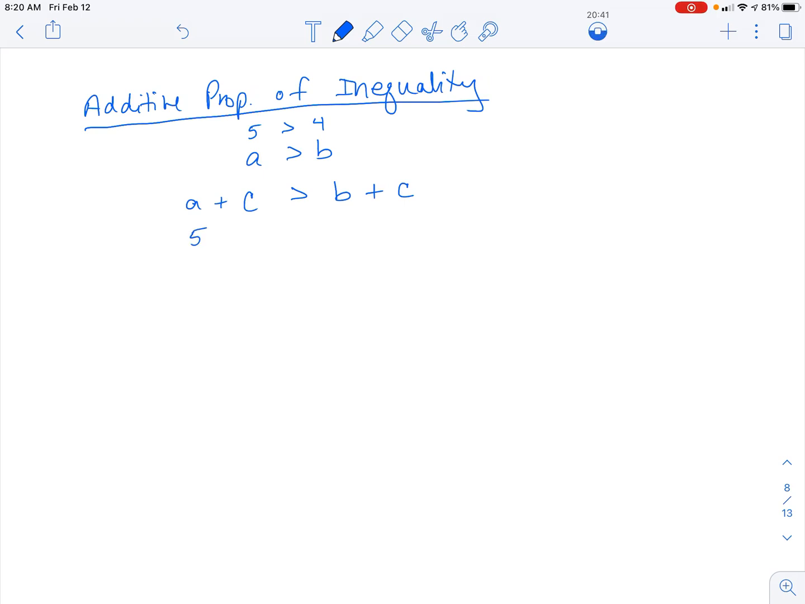So I'll put a 5 here for A and a 4 here for B. And let's say that we choose C is going to be 2. So if I add 2 to both of these, I'm going to end up with 7 and 6. So you see how this additive property of inequality works. It says that if I choose real numbers for A, B, and C, and I say that A is greater than B, I choose the numbers so that A is greater than B, then this holds true. That if I add the same number to A and to B, the inequality statement remains true.